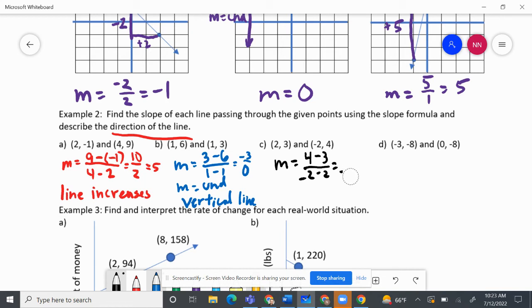And usually we don't put the negative in the denominator. It either goes in the front of the fraction or it goes in the numerator, if we're writing it properly. Now that means a negative slope means the line decreases.